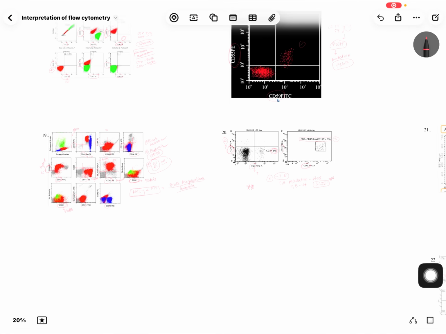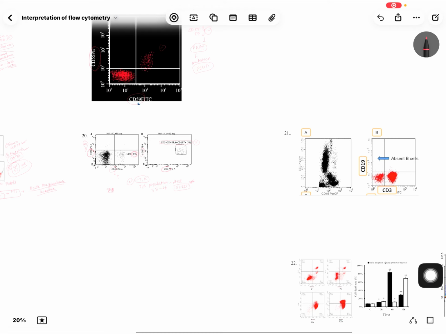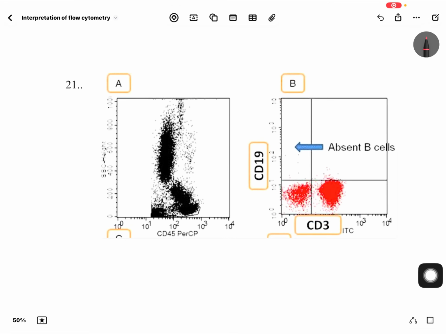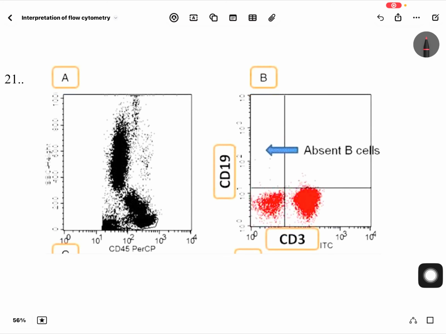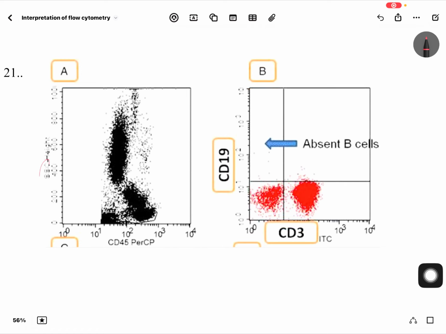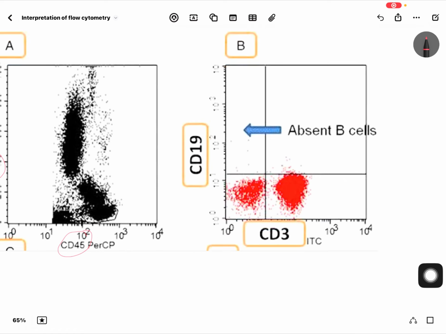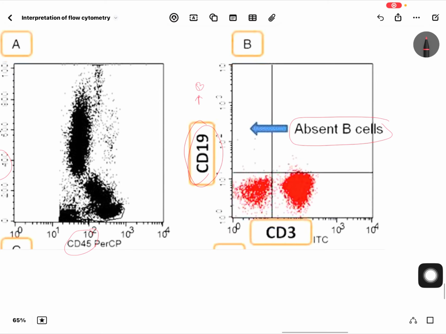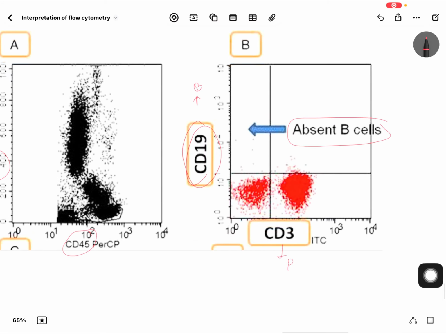Moving on to the next one, that is 21. So what do you see? Side scatter and forward scatter. Nothing major we are able to see. Here they have clearly given you CD19 is absent, so B cells are absent. CD19 is a marker of B cell, and CD3 is the pan T cell marker. So only T cells are present but B cells are absent.